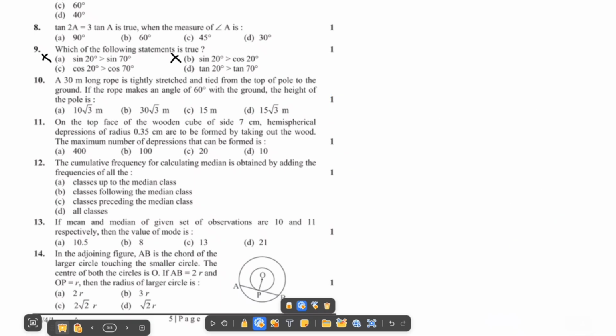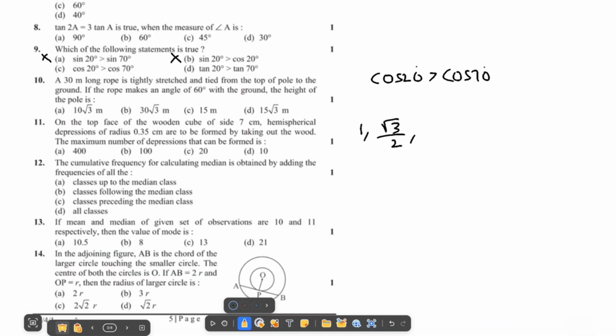Next, let's take option C. What is option C? Cos 20 degrees is greater than cos 70 degrees. So if you observe these cos values, cos 0 is 1, cos 30 is root 3 by 2, cos 45 is 1 by root 2, cos 60 is 1 by 2, cos 90 is 0. So as the angle increases, the value is decreasing.